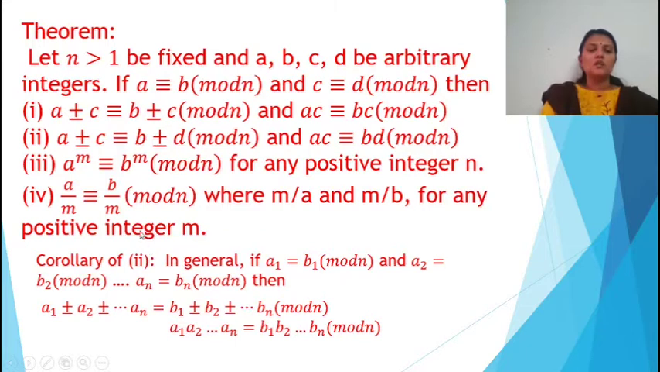Now we have a corollary for second property. In general, if a1 congruent to b1 mod n and a2 congruent to b2 mod n, etc., an congruent to bn mod n, then the sum a1 plus or minus a2 plus or minus etc., an congruent to b1 plus or minus b2 plus or minus etc., bn mod n. Here also the product a1 a2 etc., an congruent to b1 b2 etc., bn mod n. Here the congruence symbols are missing in the slide.